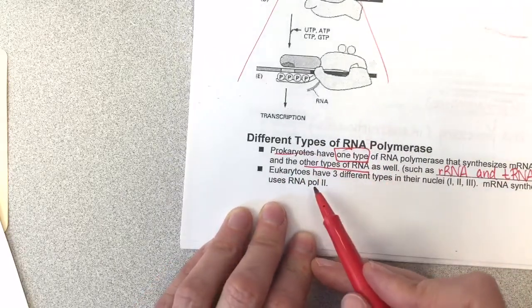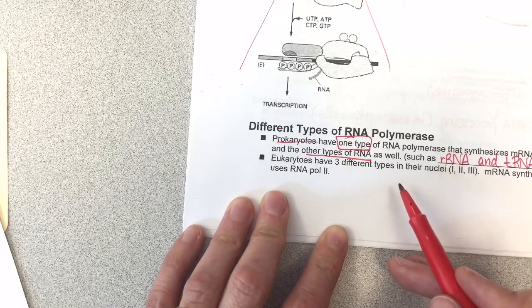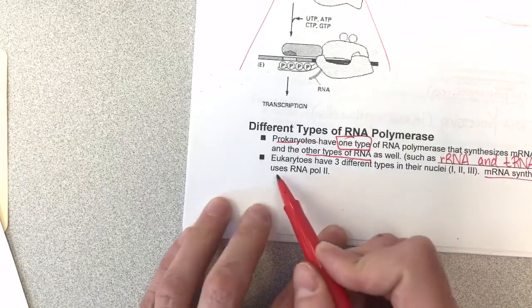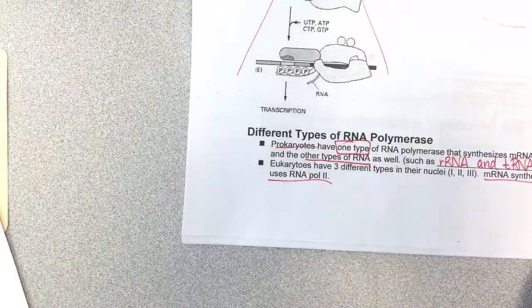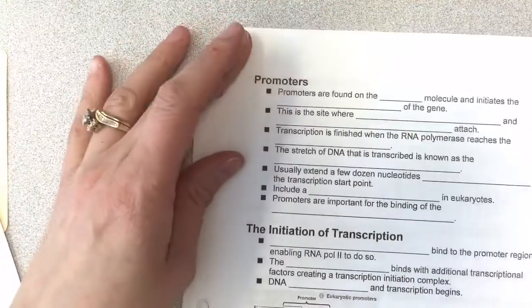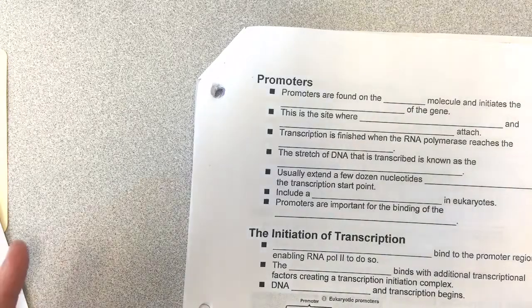That's different than in eukaryotes. Eukaryotes have 3 different types, and mRNA synthesis, as we said, uses RNA polymerase 2. All right, so I just want to show that there's different types of RNA polymerase. So let's talk a little bit about that beginning promoter region.